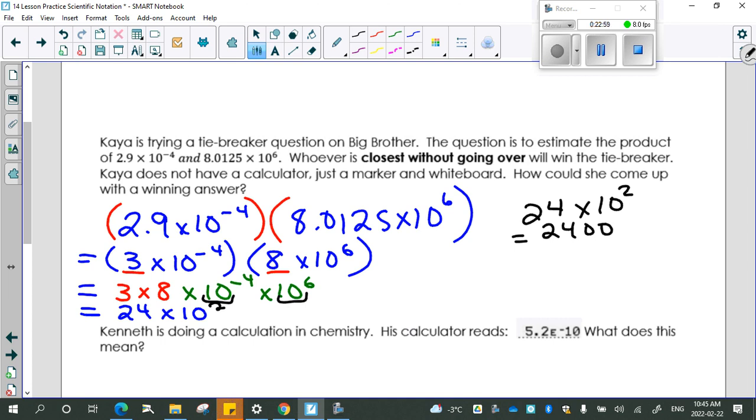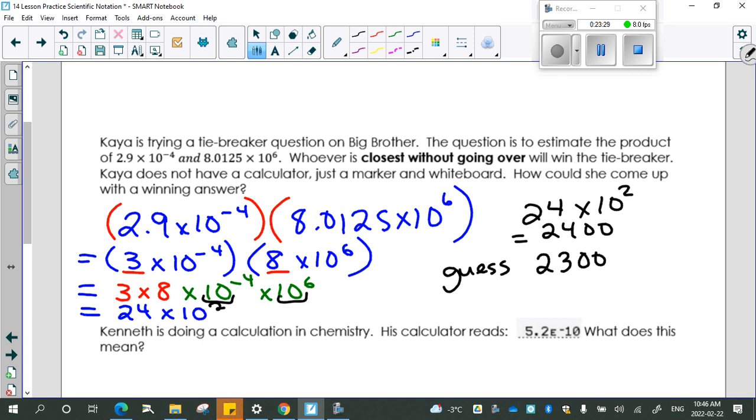What would be a good guess? Because maybe the rounding might have made her go over a bit, so if she wants to be confident she didn't go over, what might she guess? A little less than 2,400? What do you think would be a good guess? 2,300?